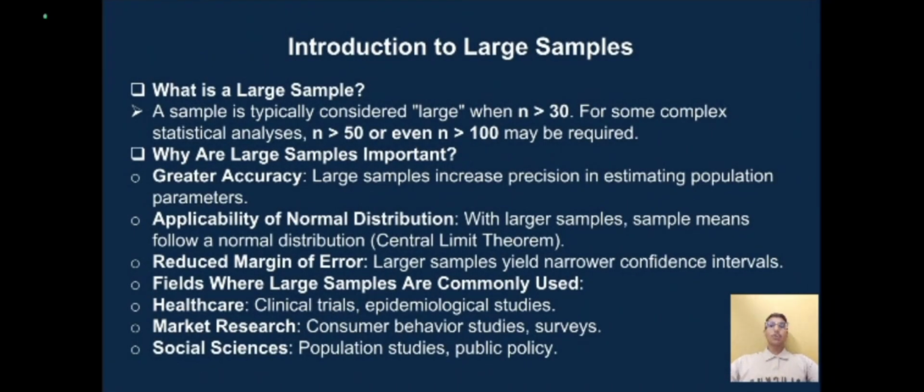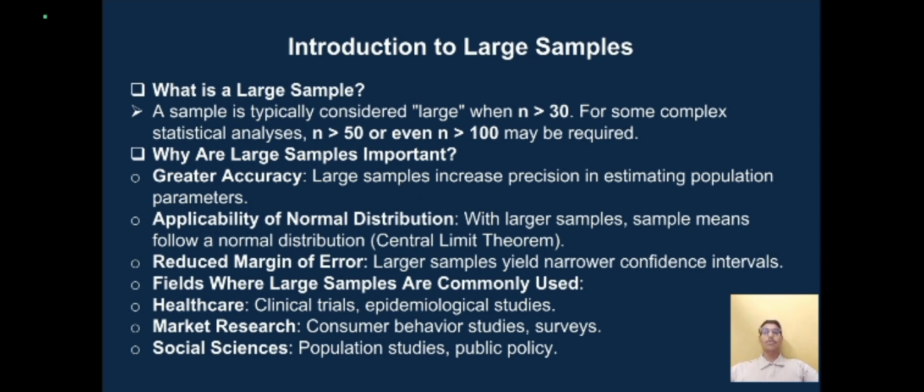Let's start with what defines a large sample. In statistics, sample size matters, especially when we are aiming for accuracy. Typically, n greater than 30 is a threshold for what we call a large sample. But some scenarios require n greater than 50 or n greater than 100 for even better precision.